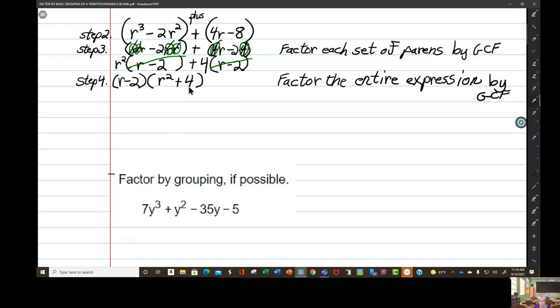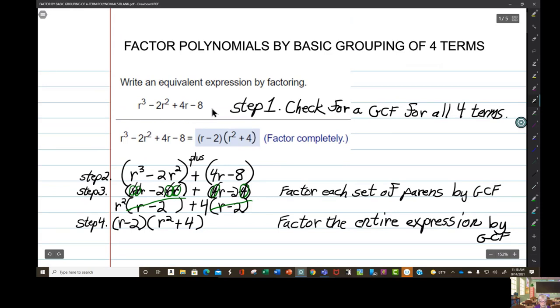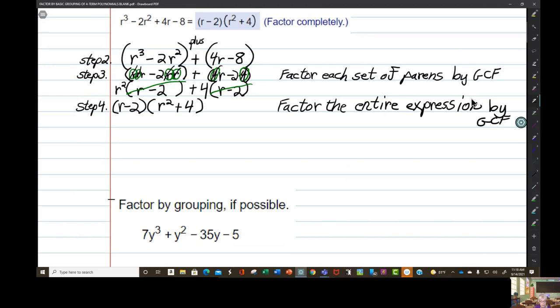And that is a factorized version of the original polynomial. How do I know? Well, it looks to me like we're going to have to check it by multiplying. So check. I'm going to take that R and multiply it by the second set of parentheses, and minus 2, and multiply by the second set of parentheses.